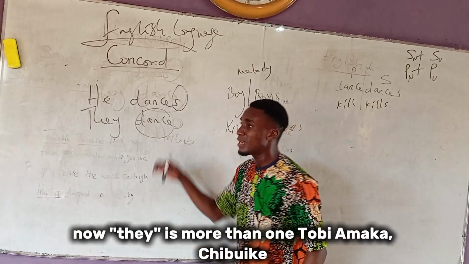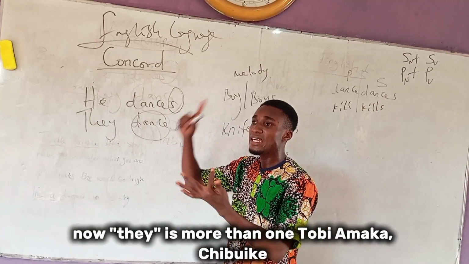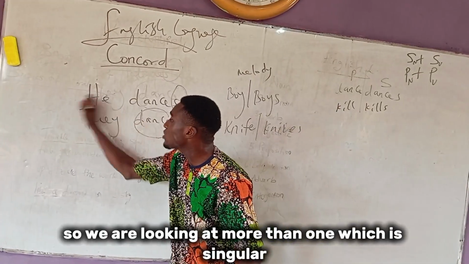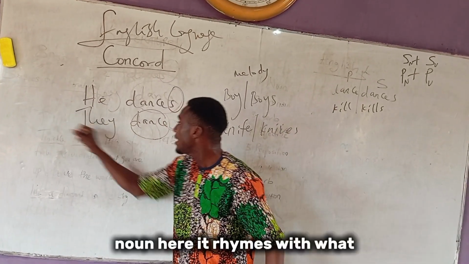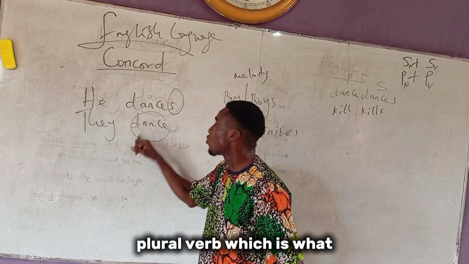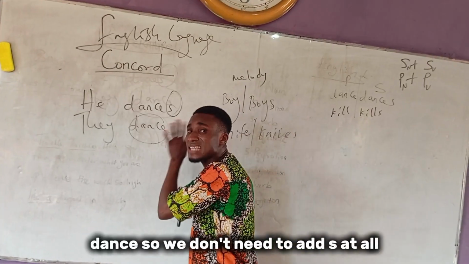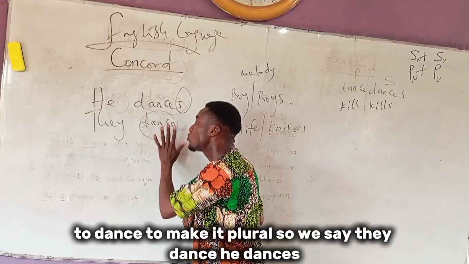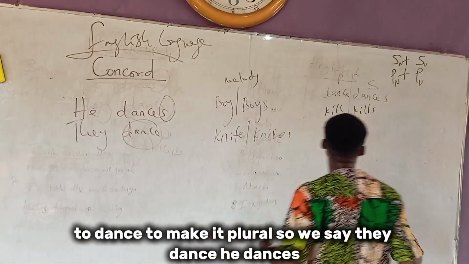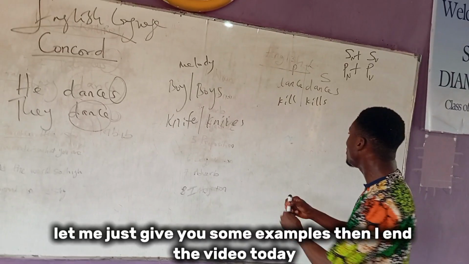Now, they is more than one. So Amaka, Chibuike, and Ngozi, they are more than one. So we are looking at more than one, which is a plural noun here. It rhymes with what? A plural verb, which is what? Dance. So we don't have to add s at all to dance to make it plural. So we say they dance, he dances. Let me just give you some examples, then I end immediately.